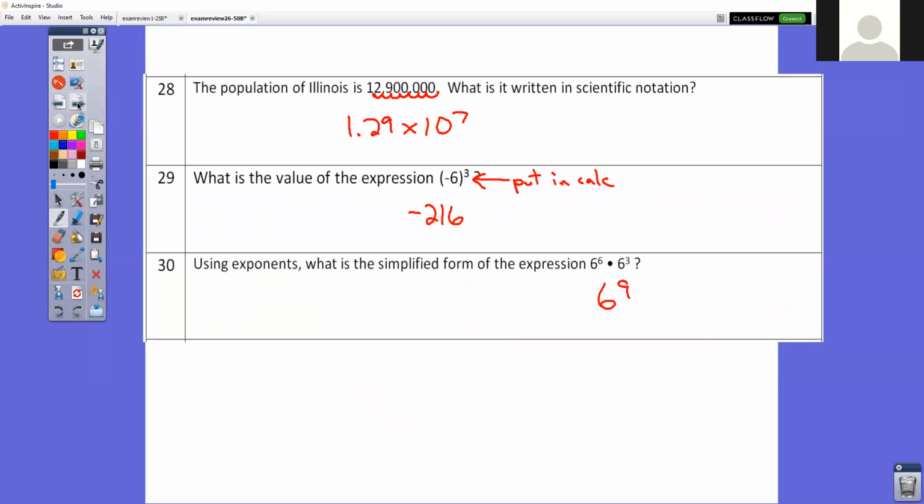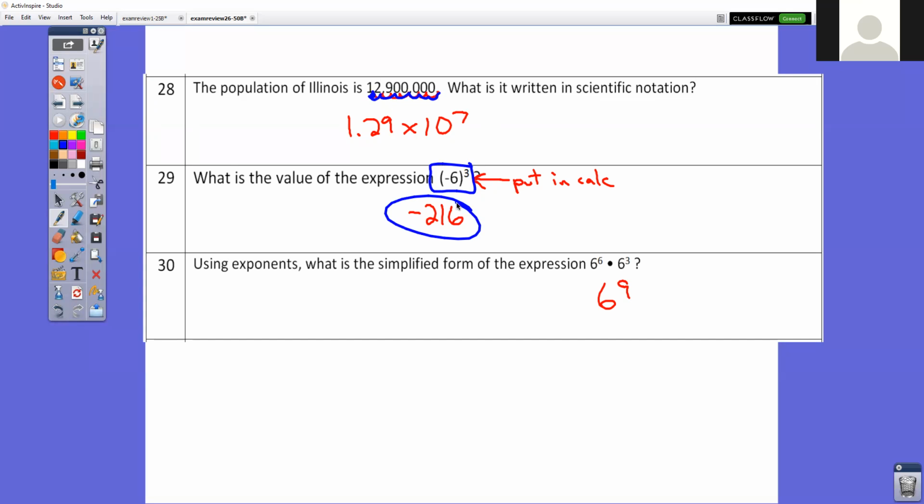In question number 28, the population of Illinois is 12,900,000. So put a decimal point after your first non-zero number, in between the 1 and the 2, and then move your decimal point 7 places to get to the end. So it's times 10 to the 7th. In question number 29, just take this and type it right into the calculator. -6 to the 3rd power. You get -216. Make sure that you type it in inside parentheses.